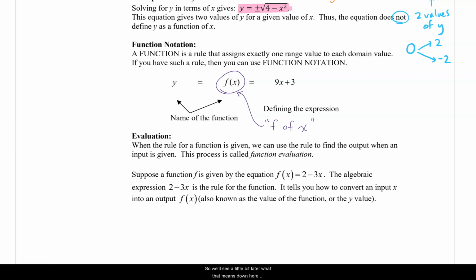Down here at the bottom, here's an example. We have the equation 2 minus 3x equals f of x. So f of x is defined to be 2 minus 3x. 2 minus 3x is the rule for the function. And f of x is the name of the function, or the output, or the y value.